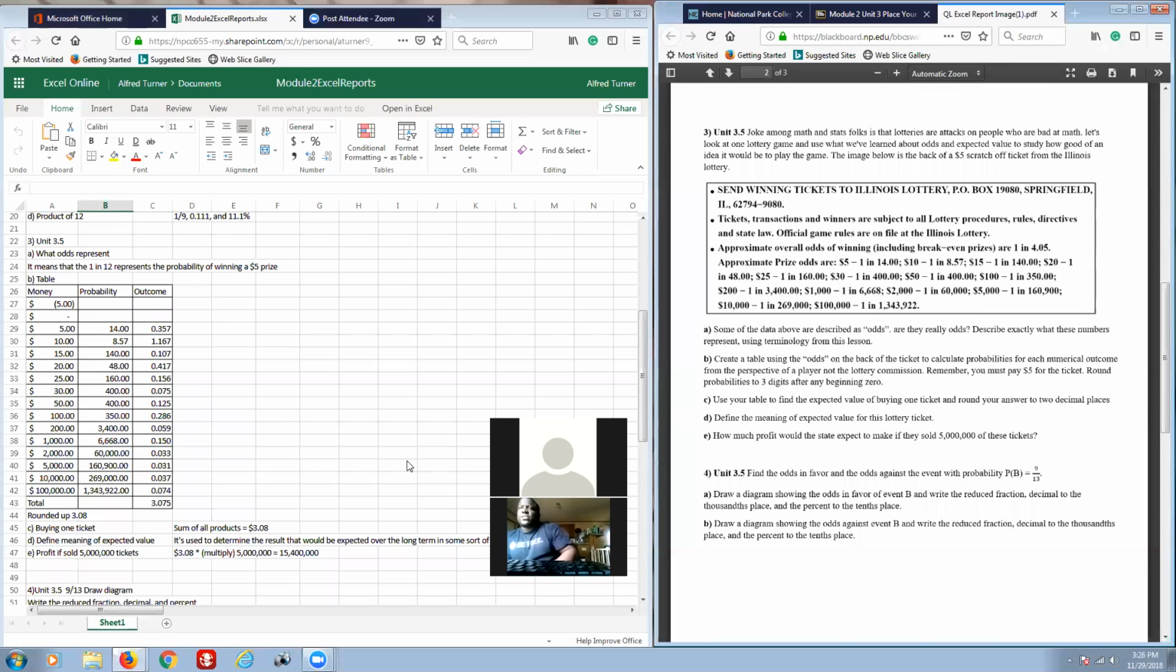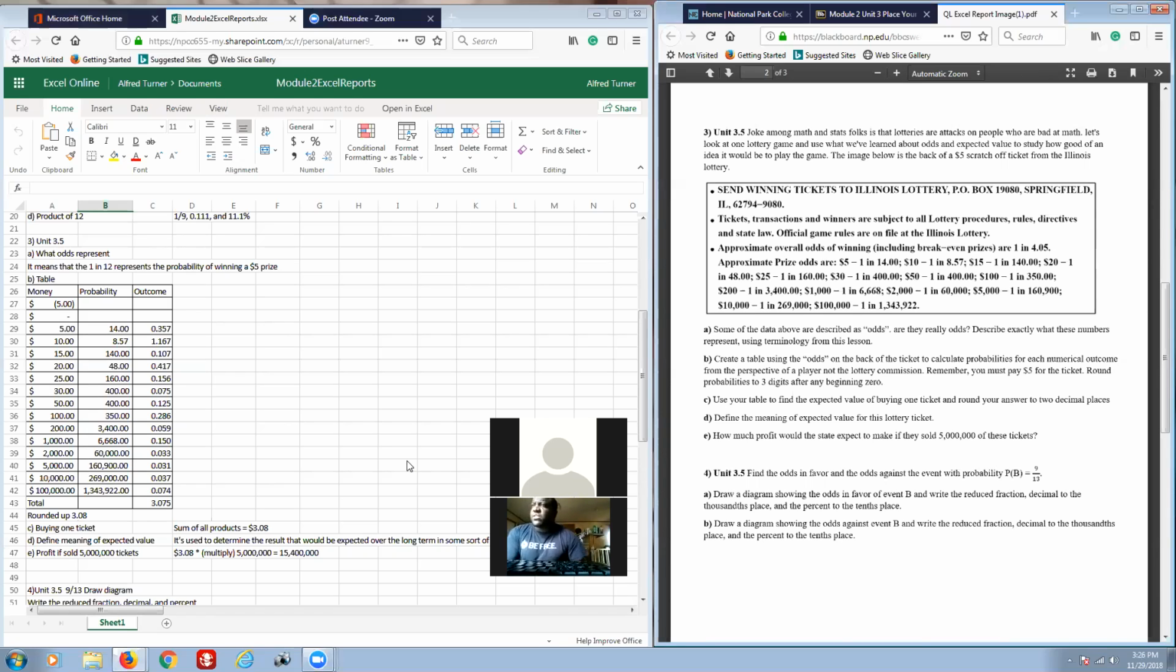Let's see what we're looking for. Some of the numbers above describe odds. Are they really odds? Describe exactly what the numbers represent using terminology from the lesson. Create a table using the odds on the back of the ticket. Calculate probabilities for each numerical outcome from the perspective of a player, not the lottery commission. Remember, you must pay $5 for the ticket. Round to 3 digits after any beginning 0.